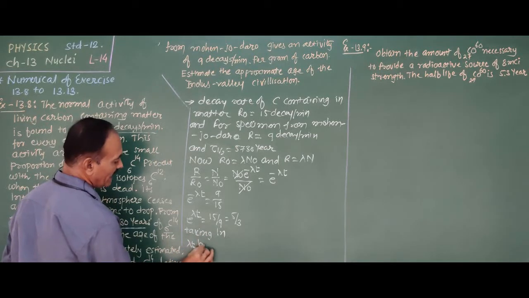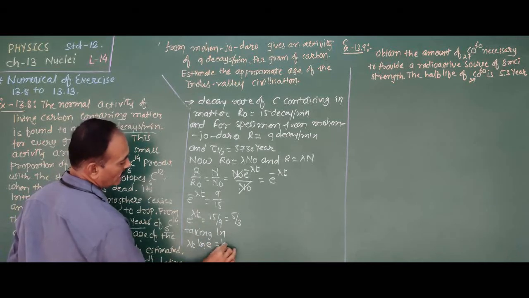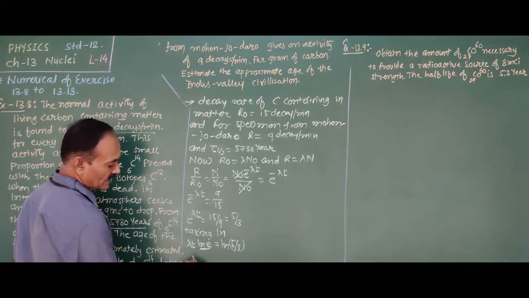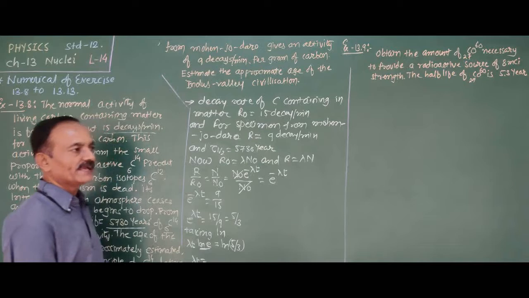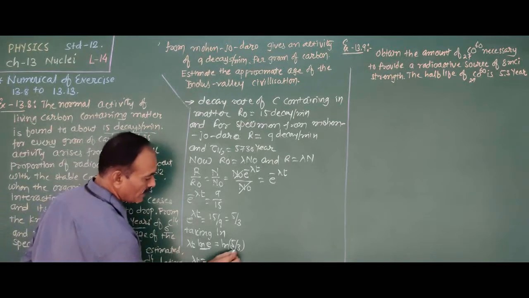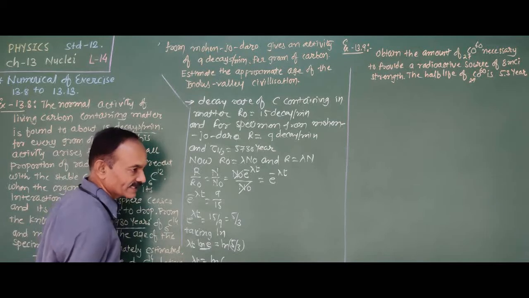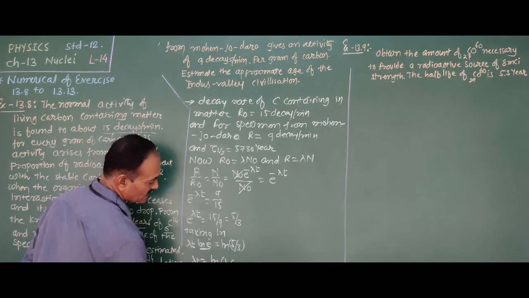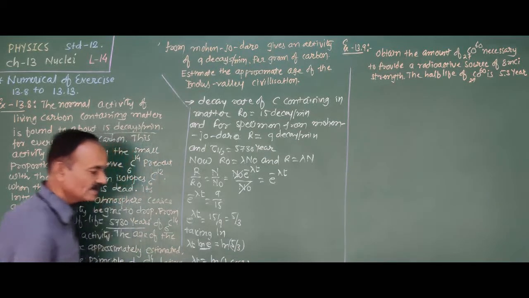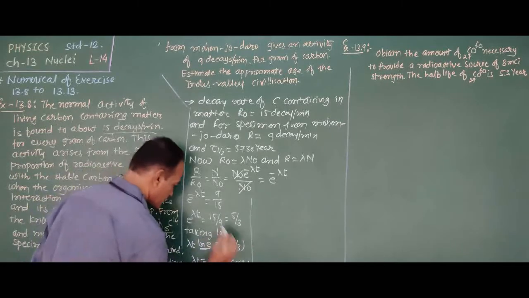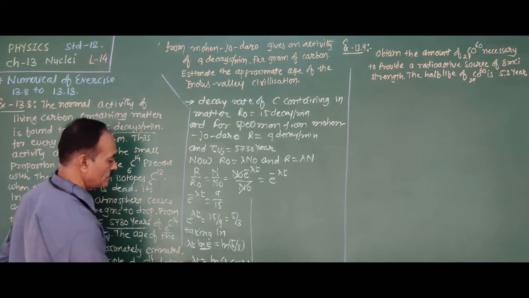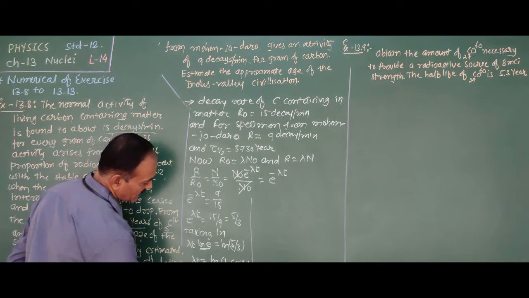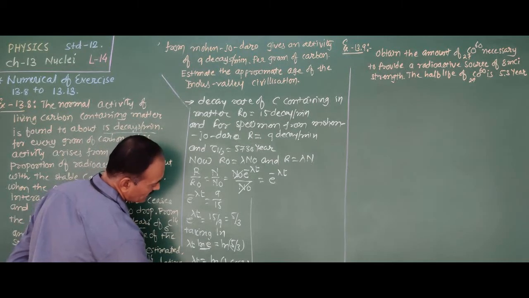Therefore, lambda t, ln e is equal to ln 5 by 3. The value of ln e is 1. Therefore, lambda t is equal to ln 5 by 3, converting into log. First let us find the simplification of 5 by 3, which is 1.6667. Now, lambda t is equal to 2.303 log 1.667.